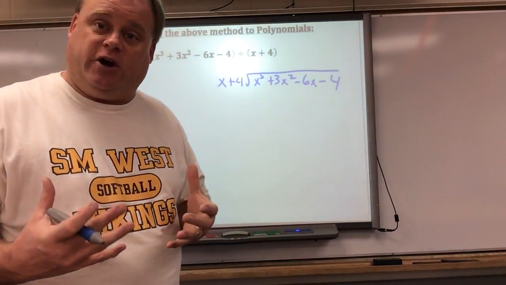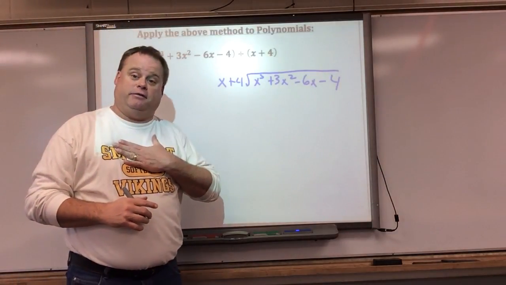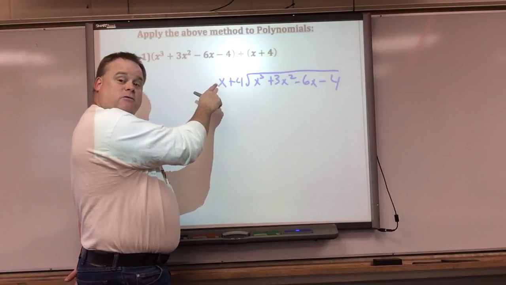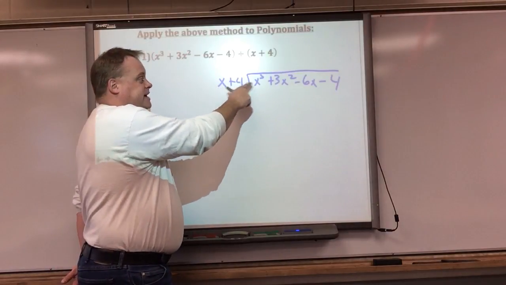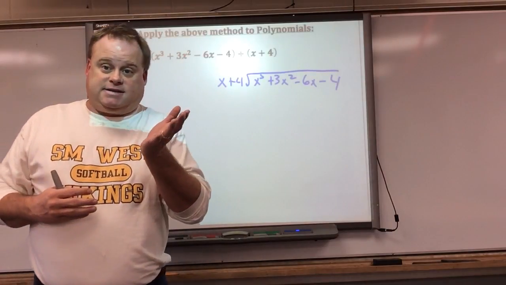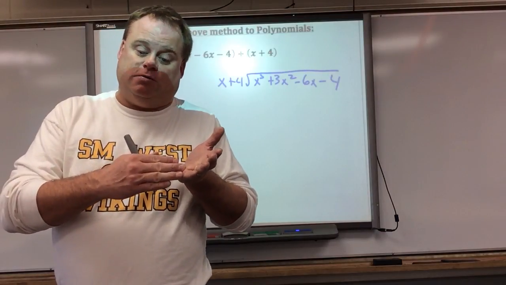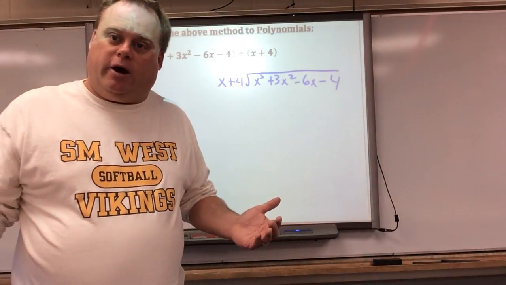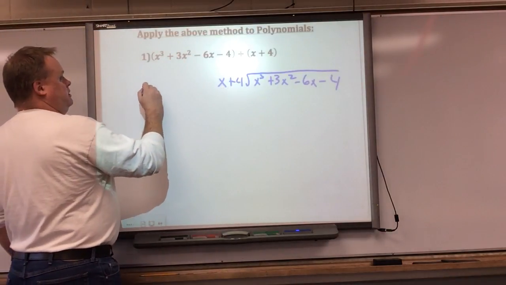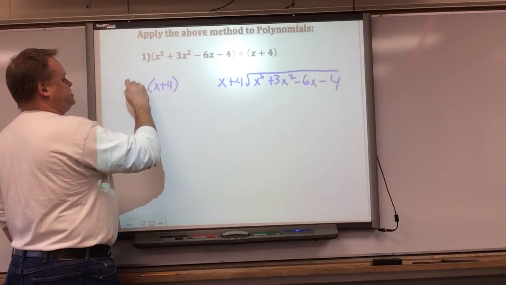We're going to do these with the variables. The first thing I'm going to do is ask myself, what do I have to multiply this x right here by to get x cubed? Well, what x do I have to multiply to get x cubed? Well, it's x squared, right? So in essence, I'm going to take this term, x plus 4, and multiply by x squared.